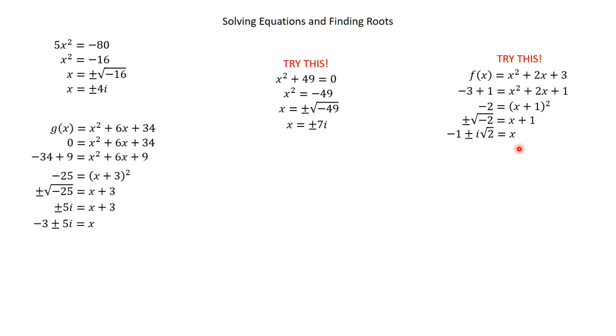Remember, just like with the ones from the other completing the square, sometimes the roots don't simplify. You can leave the root in the answer. Same thing if there's an i with it. Negative 1 plus or minus i root 2 equals x. How'd that one go? If you can complete the square, it's pretty easy. If you're struggling with completing the square, are you following the steps here?